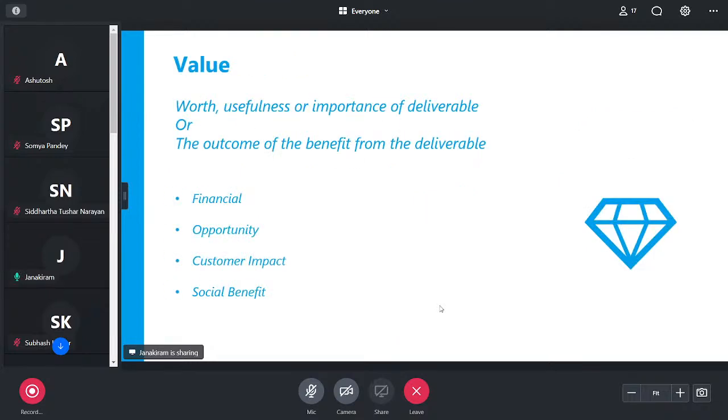So this is value, and the PMBOK 7th edition has a value delivery system defined, a system for value delivery, and it considers value across all layers of the organization, right from portfolio management till your project management and operations management.